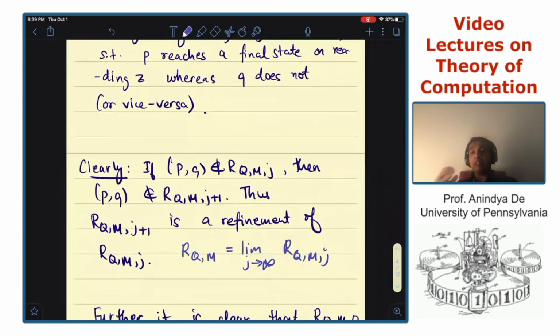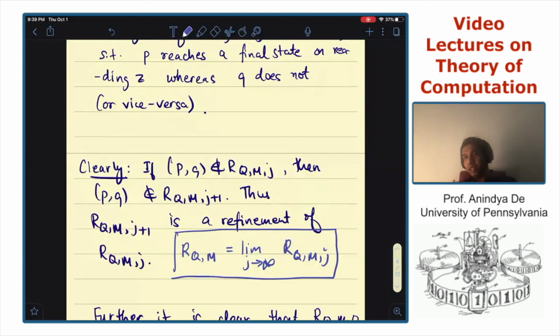As you choose larger and larger J, you're allowing for the distinguishing string to become larger and larger. And hence, once you take J to be essentially infinity, you obtain R_{Q,M}. Again, this is not a precise mathematical statement. This limit statement that I made was just to give you an intuitive idea. But now we will make this concrete. We won't have to take any limits of anything, but this was just to give you an intuitive idea of what's going on.